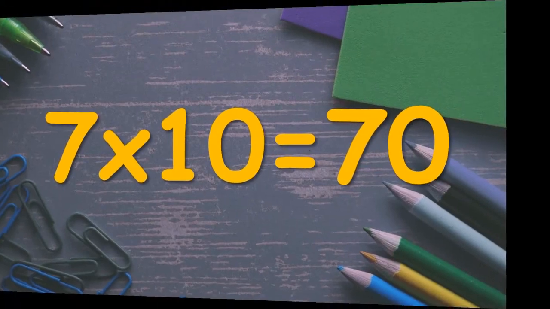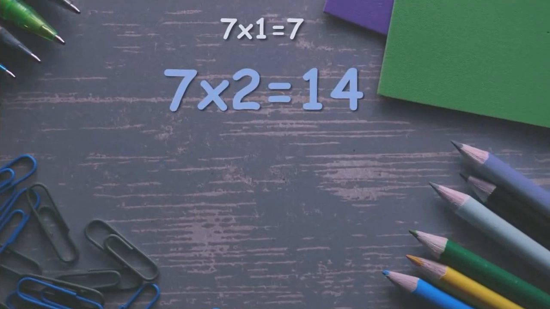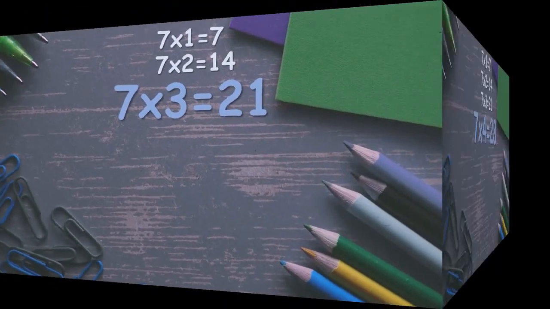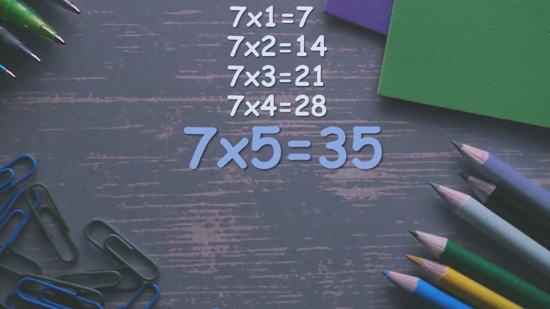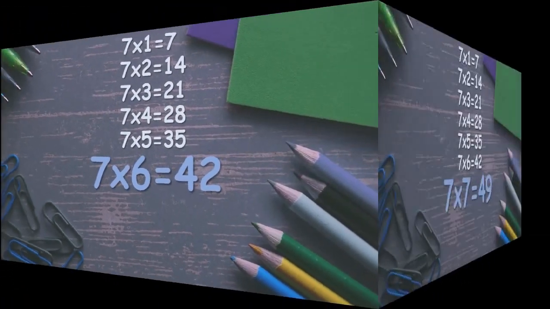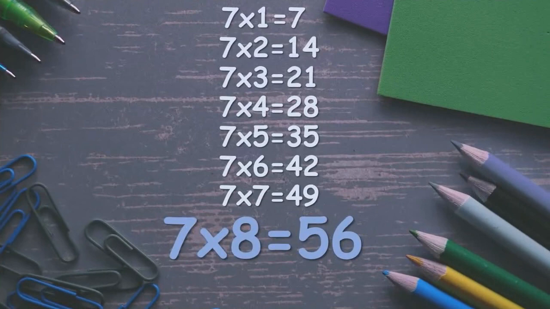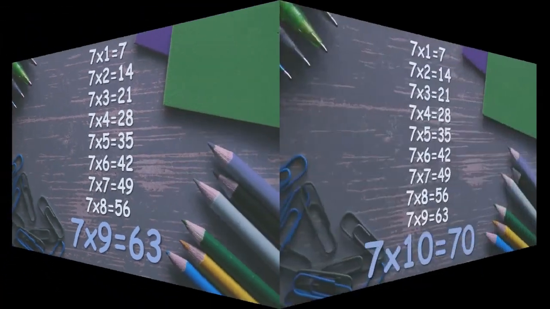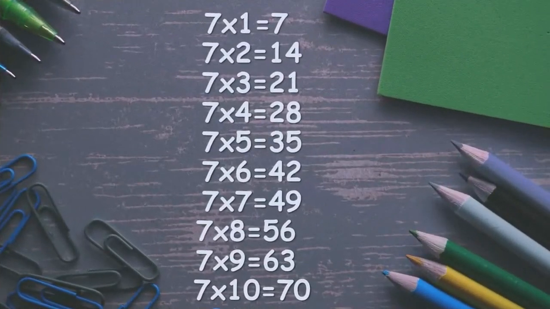Let us repeat. 7 ones are 7. 7 twos are 14. 7 threes are 21. 7 fours are 28. 7 fives are 35. 7 sixes are 42. 7 sevens are 49. 7 eights are 56. 7 nines are 63. And 7 tens are 70. So this is multiplication table of 7.